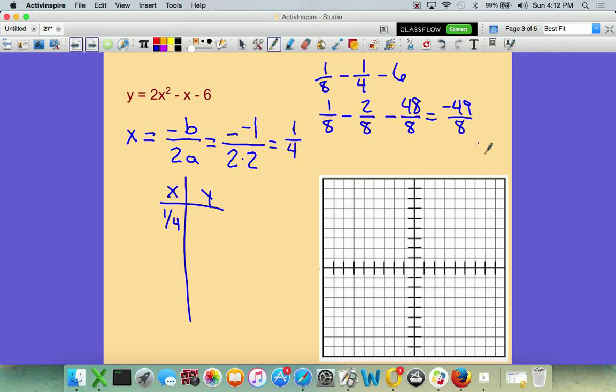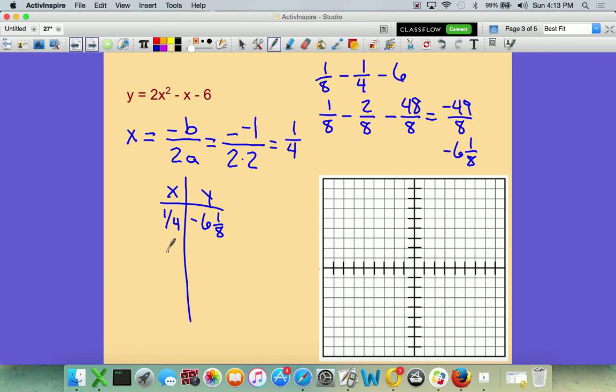And then you're going to want to change this back into a mixed number. So this would be -6 and 1/8 here. So that is our vertex. From there we do need 2 points above it, 2 points below it. So we're going to work off of our vertex, the 1/4 here.